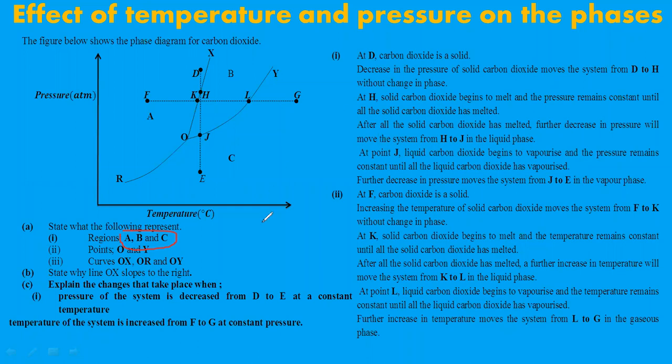Who can name curve OQ, OR, and OY? What's curve OX? OX is a freezing curve. Okay, OX is a freezing curve of carbon dioxide. Curve OR is a sublimation curve, but you must specify. You've not specified. Yes, Ali, can you specify what curve OX is?